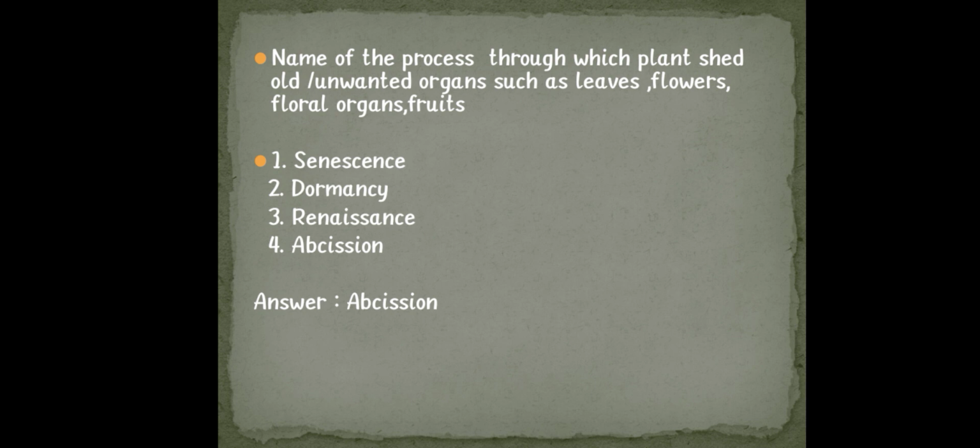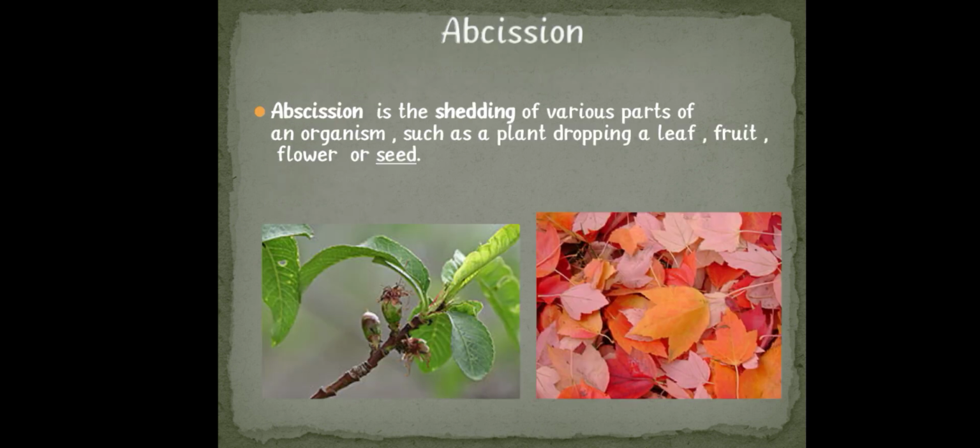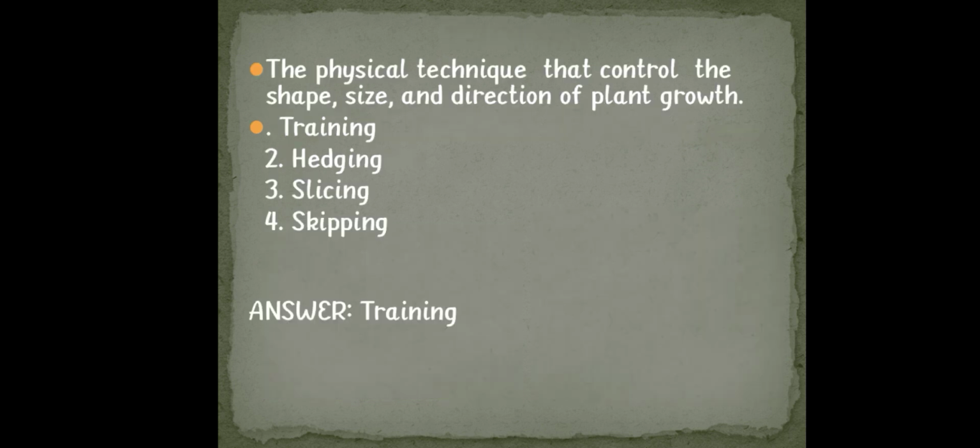So what about abscission? What is that concept? Abscission is the shedding of various parts of an organism or organs, such as a plant dropping leaves, fruits, flowers or seeds. So abscission means that in certain seasons the plants shed their organs. It's a natural process, and these organs are like leaves, fruits, flowers or seeds.